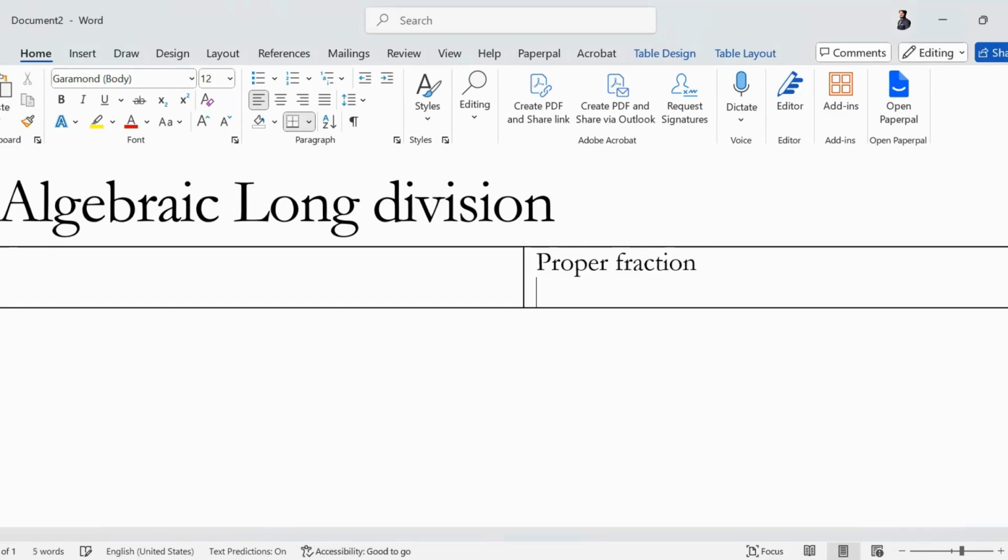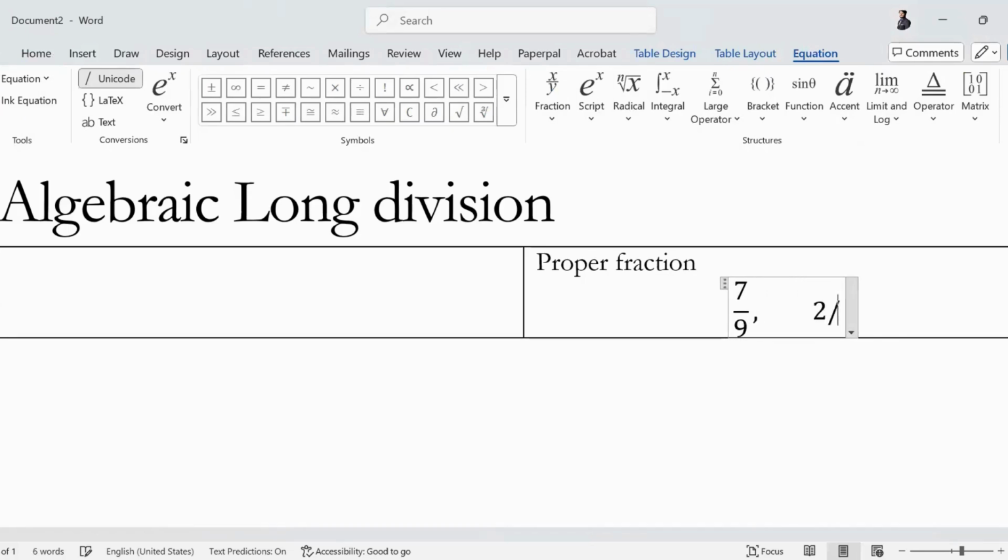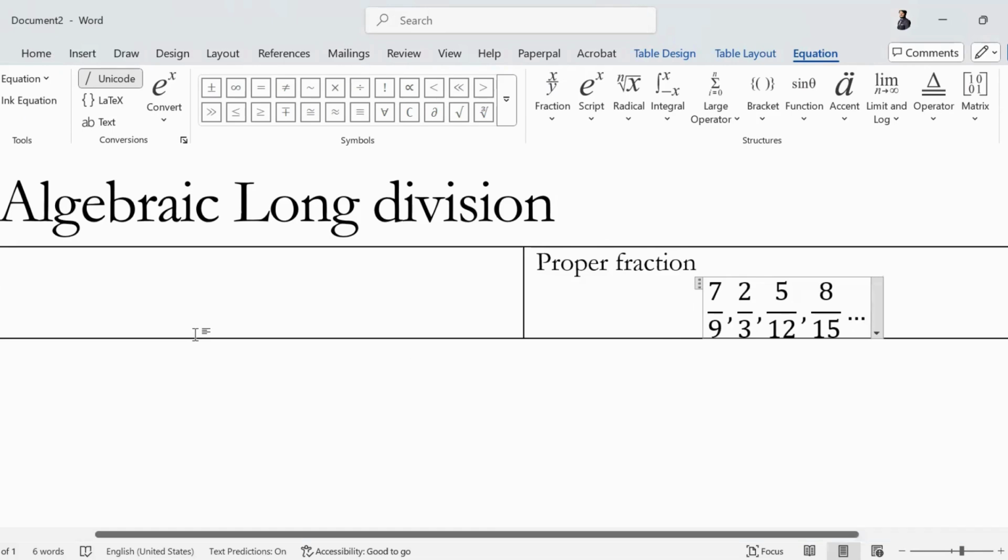पहले तो मुझे ये बात बताओ. What is a proper fraction? The numerator has to be smaller than the denominator, so that is a proper fraction. For example, 7 upon 9, 2 upon 3, 5 over 12, 8 over 14, 15, let's see. So all of these are proper fractions when the numerator is lesser than the denominator. This is for numeric division.